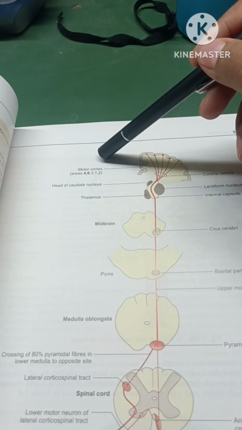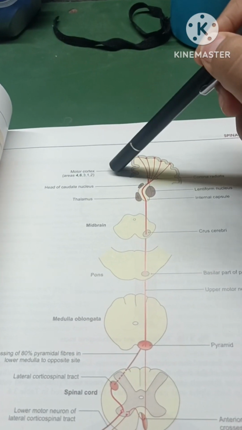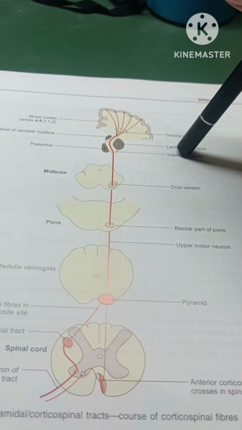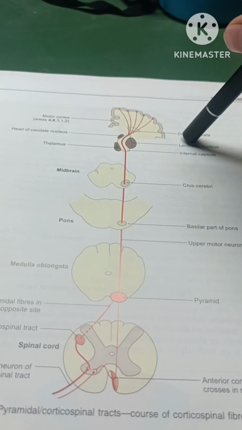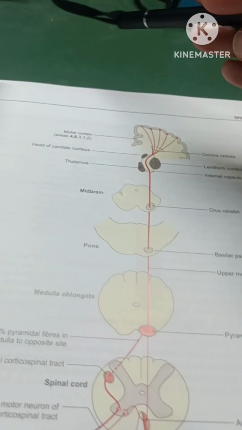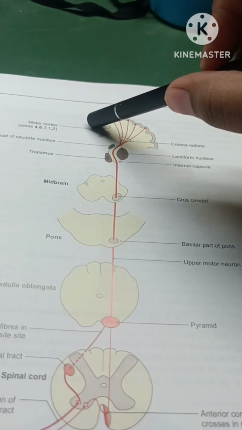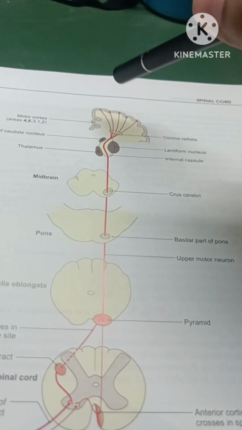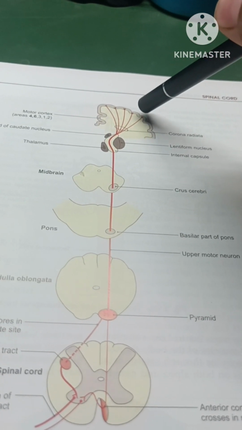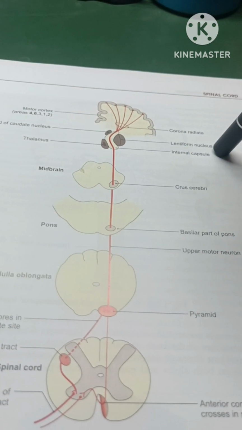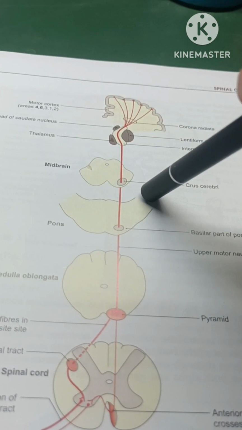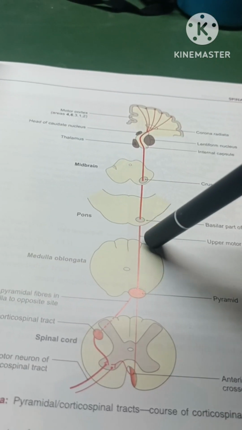In the motor cortex there are areas 4, 6, 3, 1 and 2. The pyramidal or corticospinal tract is formed by the axons of the pyramidal cells, predominantly lying in the motor area of the cerebral cortex. From here, fibers pass through the posterior limb of the internal capsule, then from the midbrain to the pons and on to the medulla oblongata.